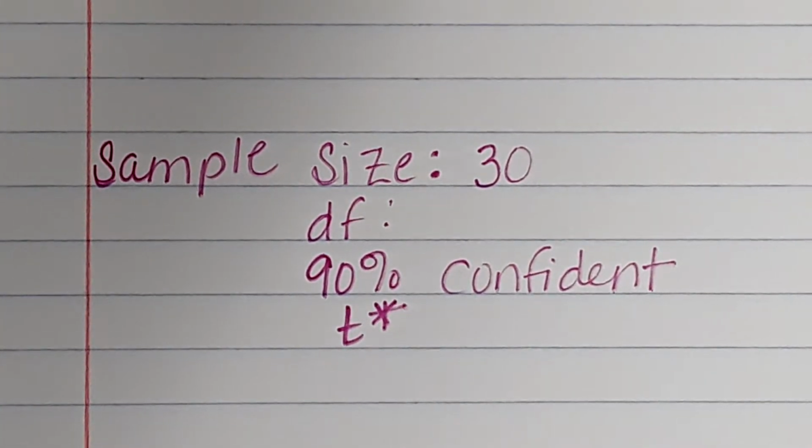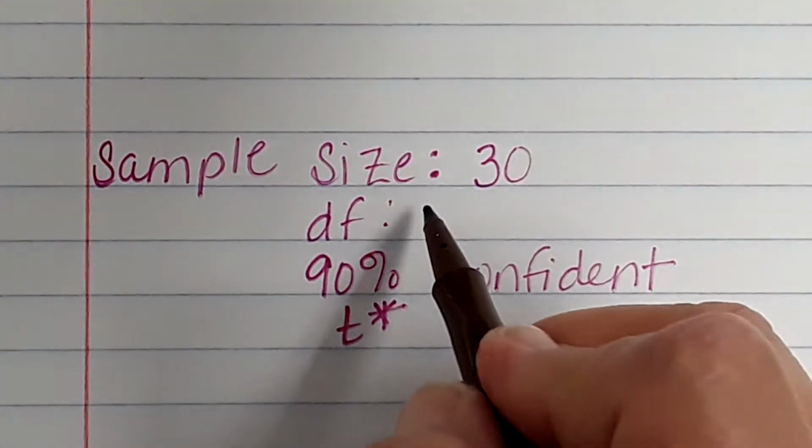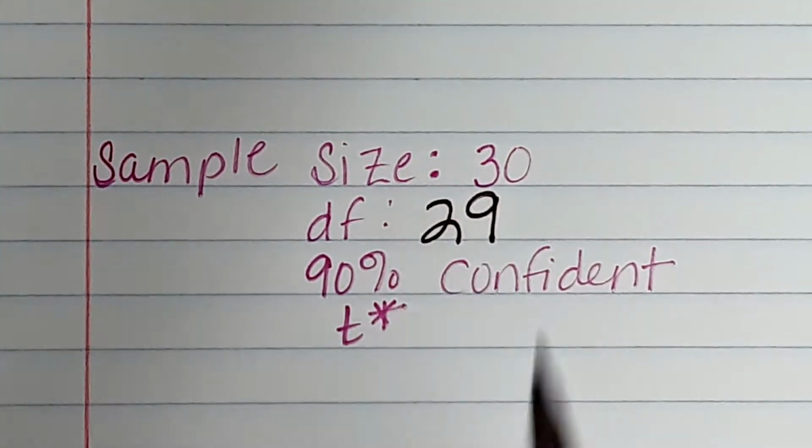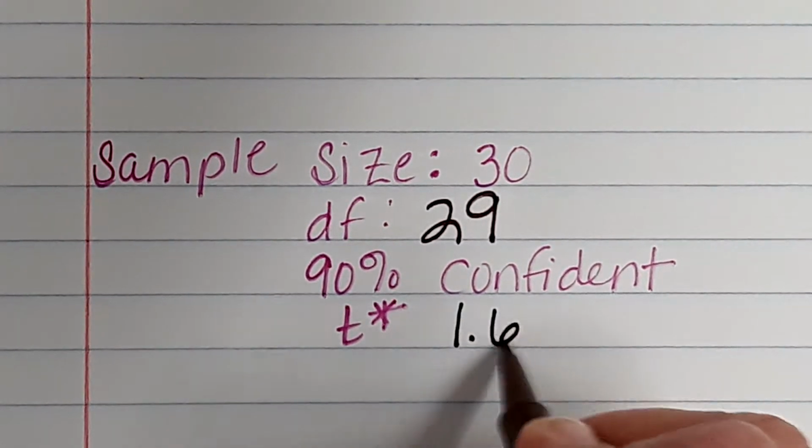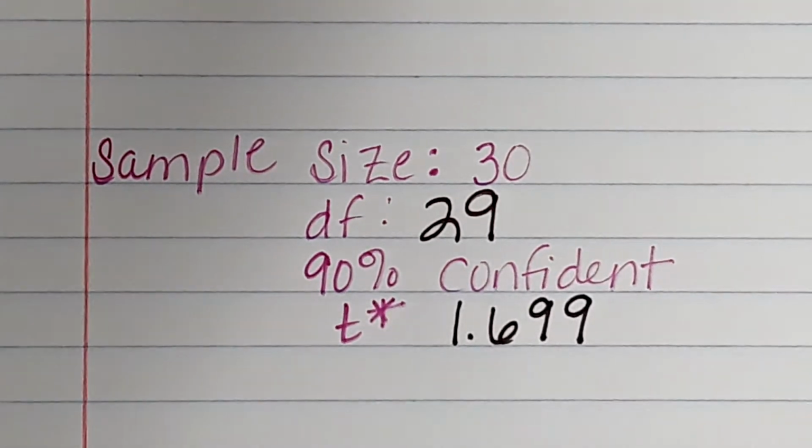What is the degrees of freedom? And we want 90% confident. And what did you say, Matt, it was? 1.699.